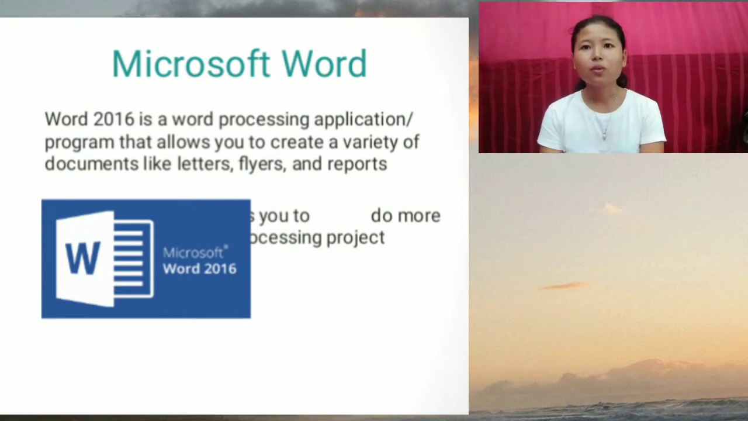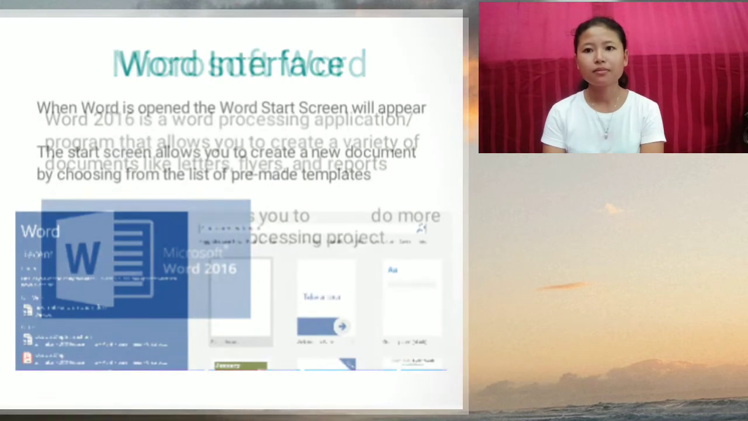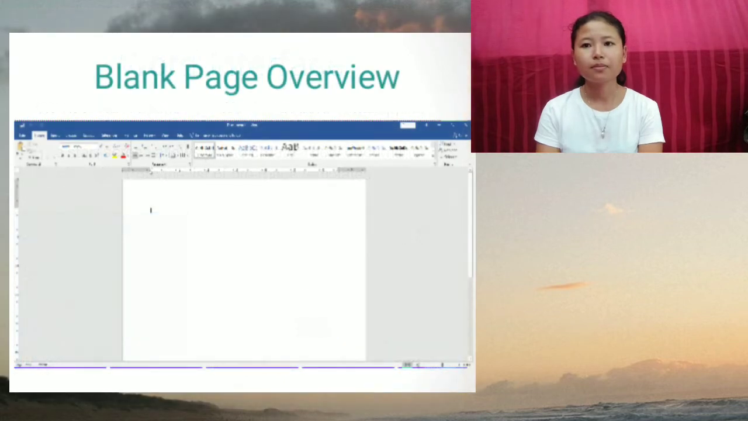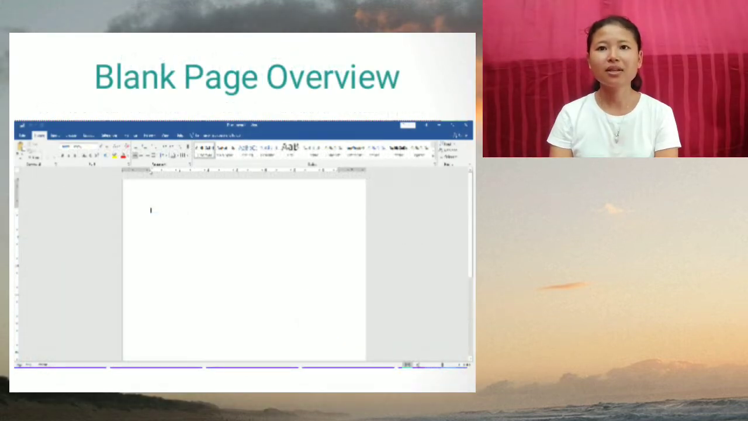Microsoft Word. Word 2016 is a word processing application or program that allows you to create a variety of documents like letters, flyers, and reports. Word interface. When Word is opened, the Word Start screen will appear. The Start screen allows you to create a new document by choosing from the list of pre-made templates. This is a blank page overview.